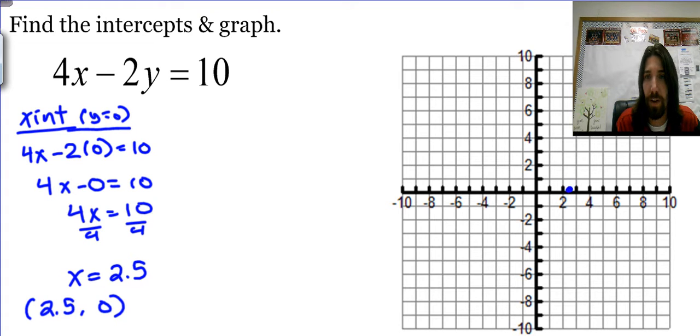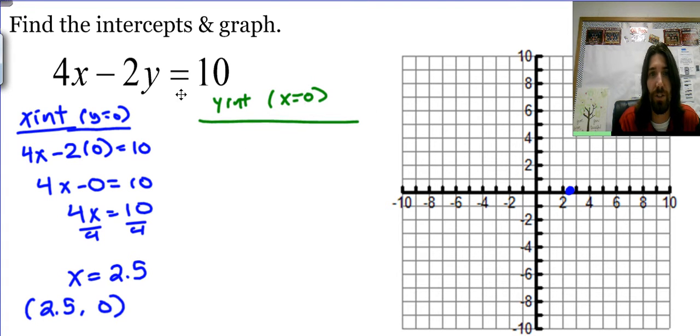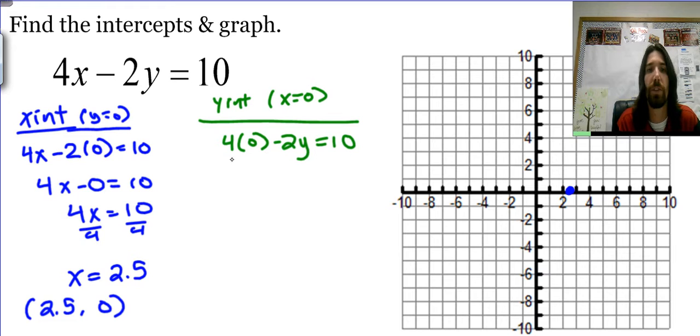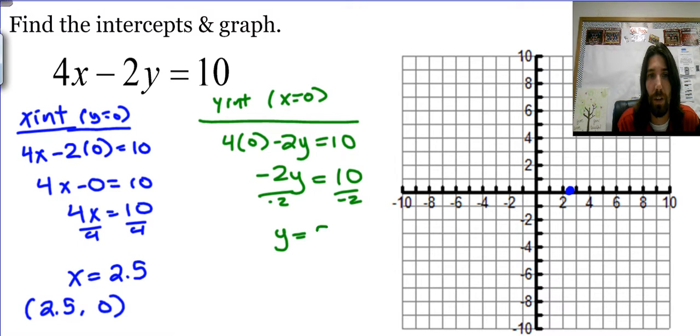2.5, comma, 0. Now let's find our y-intercept. What did we say was true about all y-intercepts? The x is equal to 0. So I'm going to plug in 0 where I see an x. So 4 times 0 minus 2y equals 10. 4 times 0 is 0. Minus 2y equals 10. Divide both sides by negative 2. And y equals negative 5. So now I have a y-intercept of 0, negative 5.